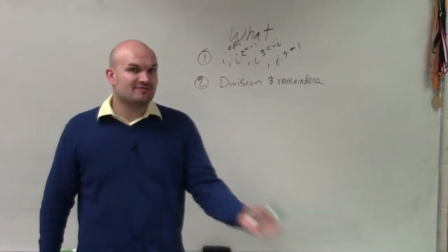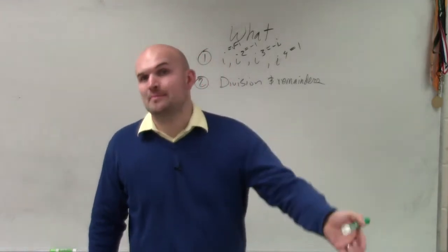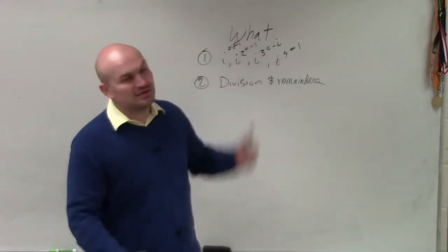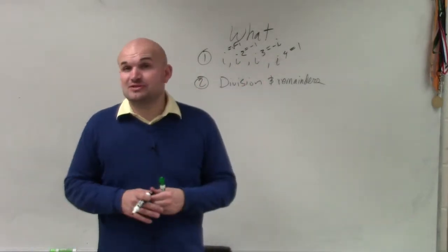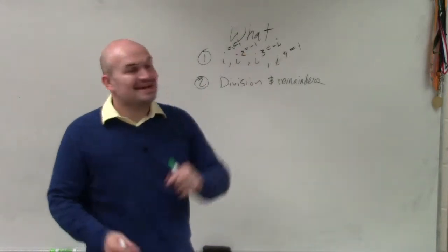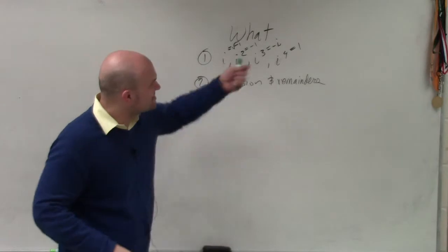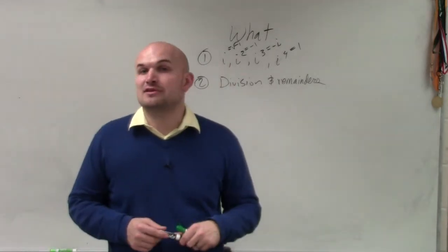So you have to know how to divide, and obviously you're going to have to know how to divide by 4 and then be able to determine what the remainder is, so therefore you can simplify. But those are basically really what you need to know. Know how to divide and know the rules of exponents, which I actually probably should add, rules of exponents, as well as knowing what i through i to the fourth power are.